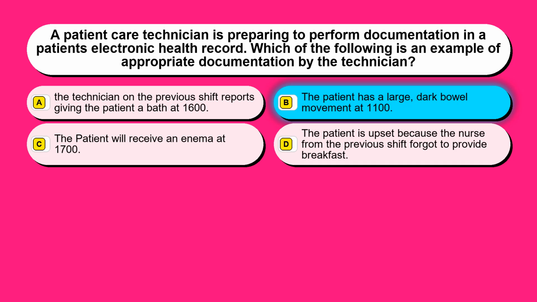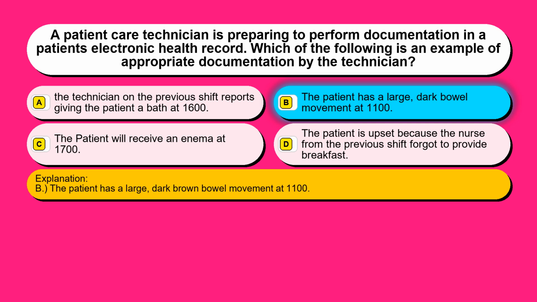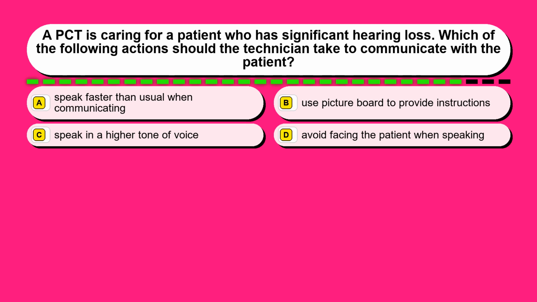The correct answer is option B, the patient has a large, dark bowel movement at 1,100. B, the patient has a large, dark brown bowel movement at 1,100. Question 21. A PCT is caring for a patient who has significant hearing loss. Which of the following actions should the technician take to communicate with the patient? Option A, speak faster than usual when communicating. Option B, use picture board to provide instructions. Option C, speak in a higher tone of voice. Option D, avoid facing the patient when speaking.